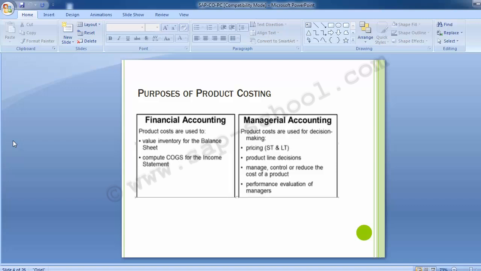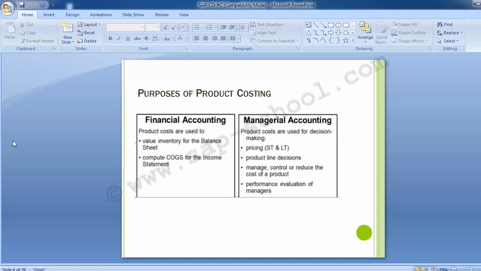So for product line decisions, the management looks into what is the actual cost of the product, what is the sale price, and what is the profitability that the organization has been able to make with that particular product. Accordingly they decide the product line for the organization for the future ahead. It also includes managing, controlling or reducing the cost of a product by various steps being taken for the reduction.